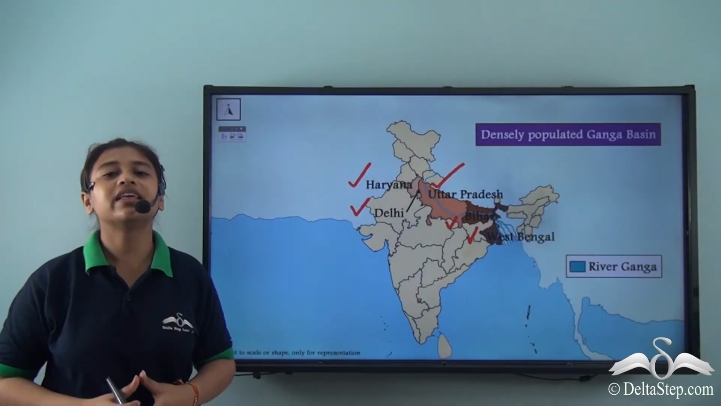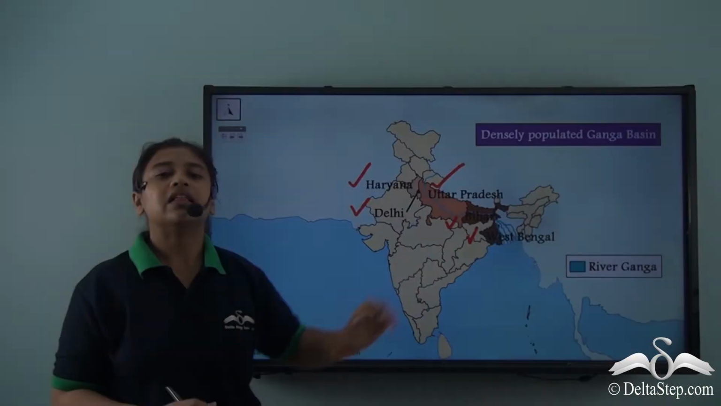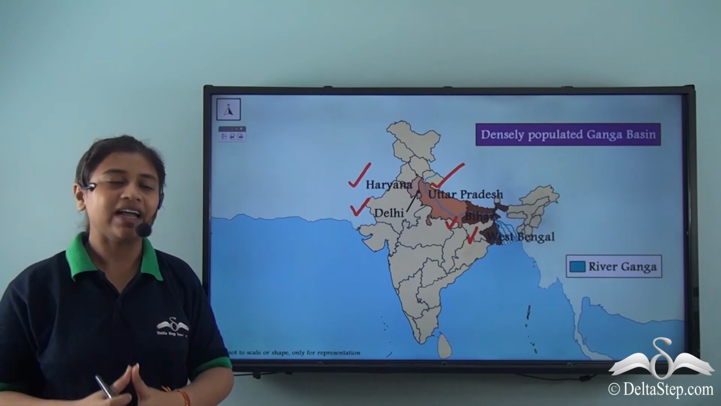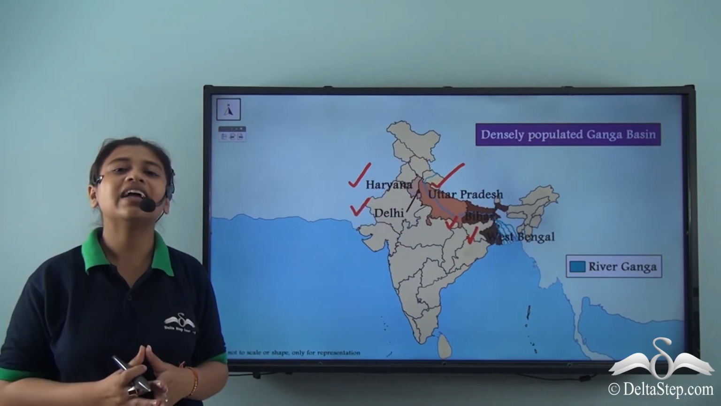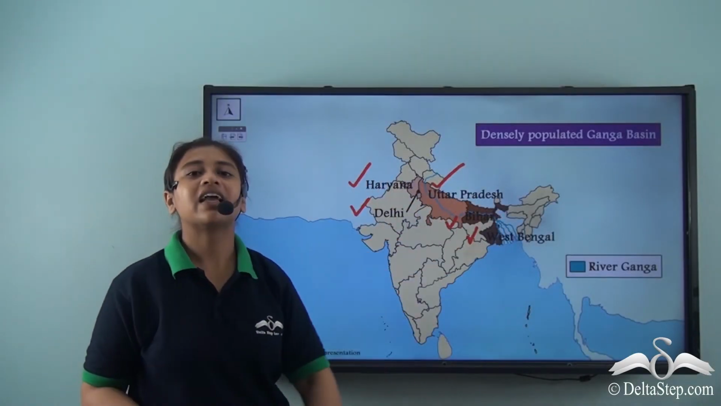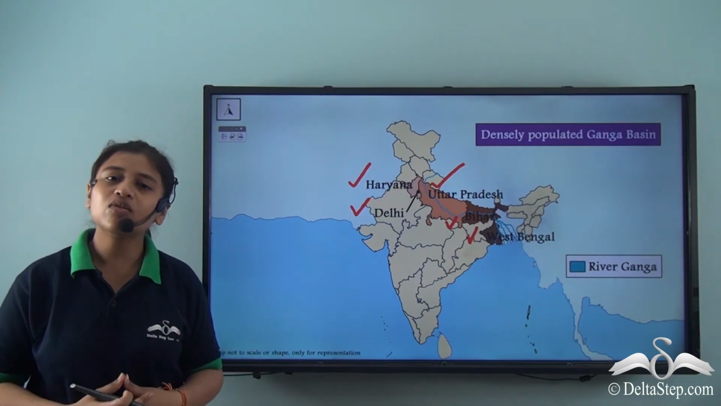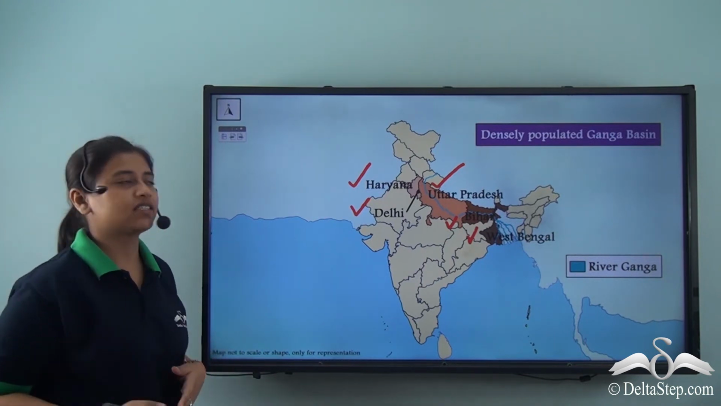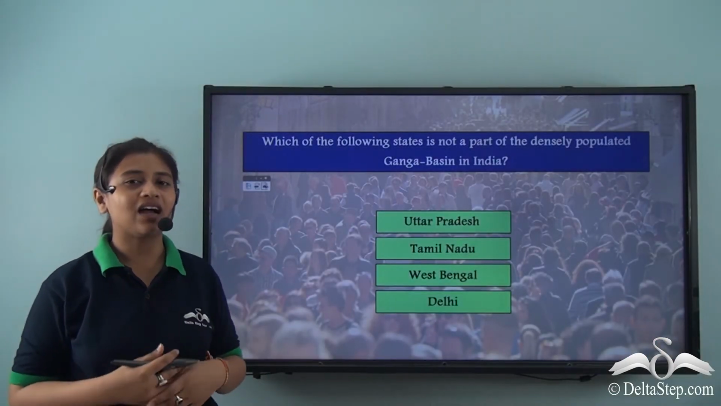Now, why do you think that this Ganga Basin is so densely populated? This is because the Ganga Basin provides a fertile land which is agriculturally rich and agriculturally developed. So states lying on the Ganga Basin can benefit from this agriculturally productive land, and so this region is densely populated. Before we proceed with our lesson, could you help me answer this question?